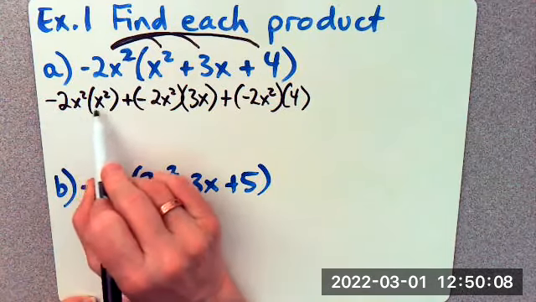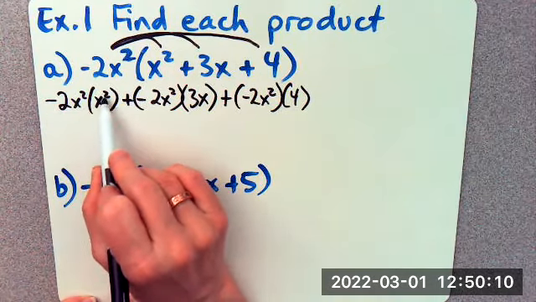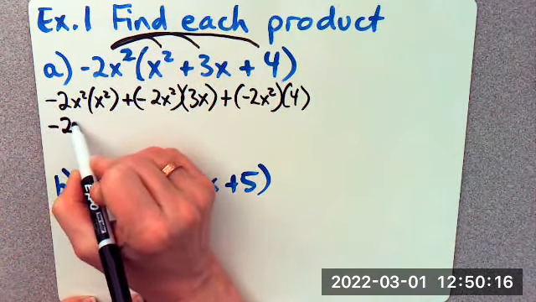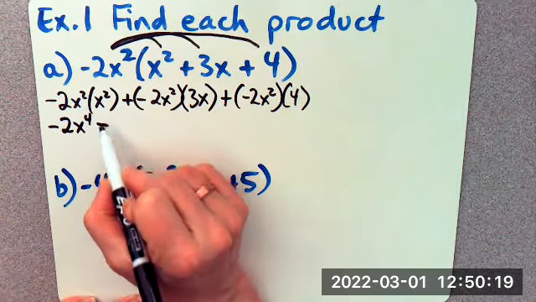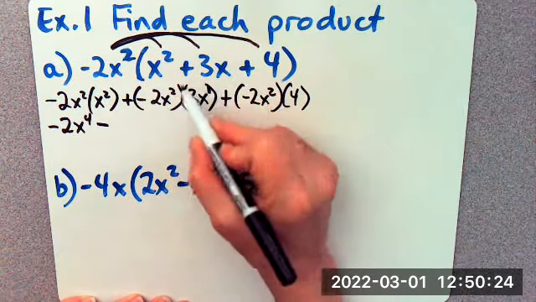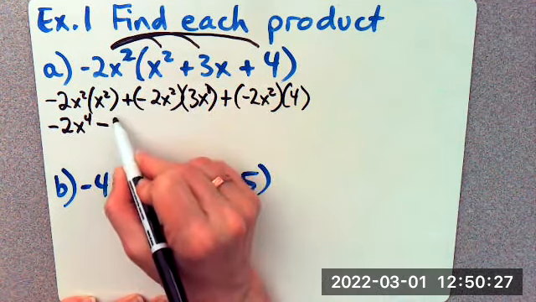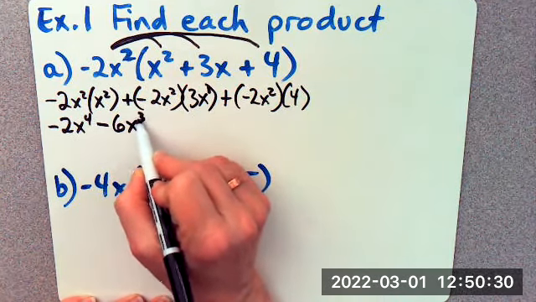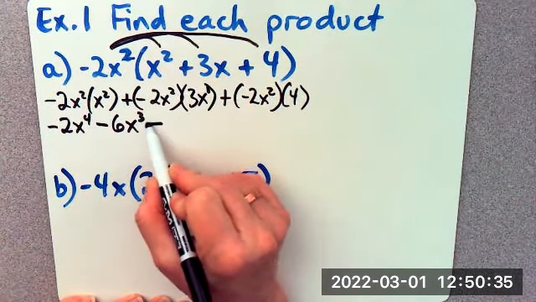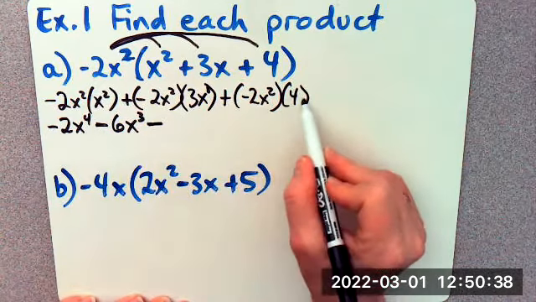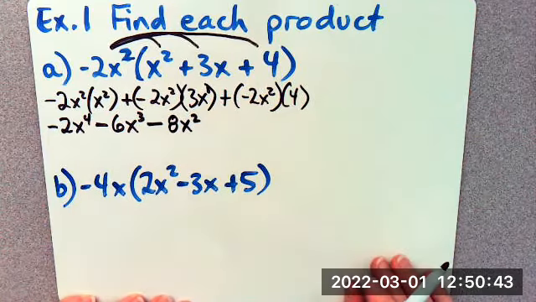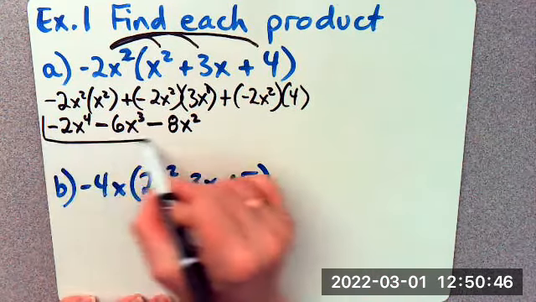So we have negative 2 times, and this is x squared times x squared, so same base, so we add the exponents. So we have negative 2x to the 4th minus, and this is 2 times 3 is 6, and this has a 1, so 2 plus 1 is 3. So we have 6x cubed, and then we're going to have a plus minus situation here, so we'll put minus again. And 2 times 4 is 8x squared. So that would be our answer doing distribution.